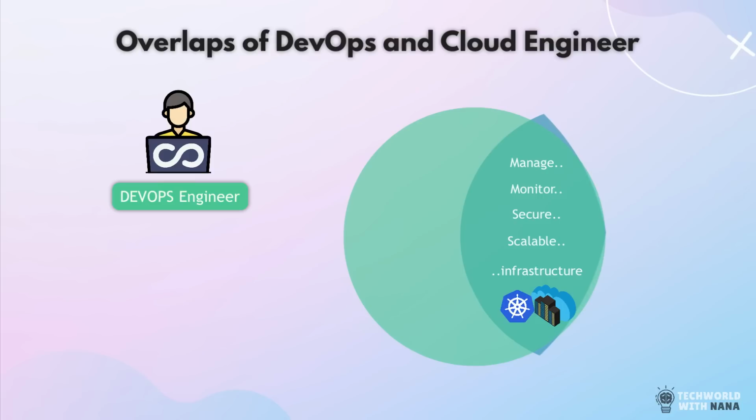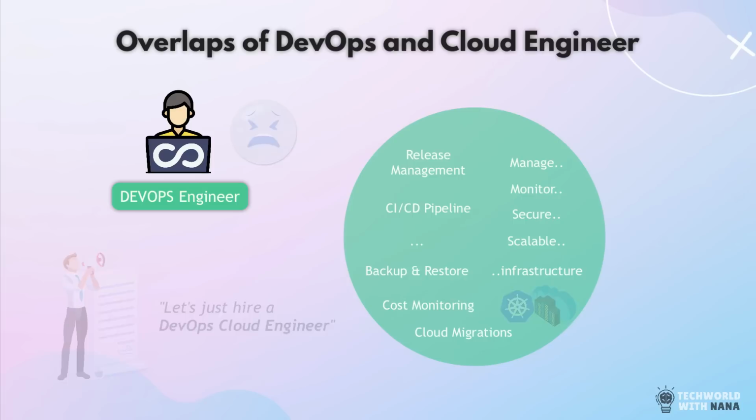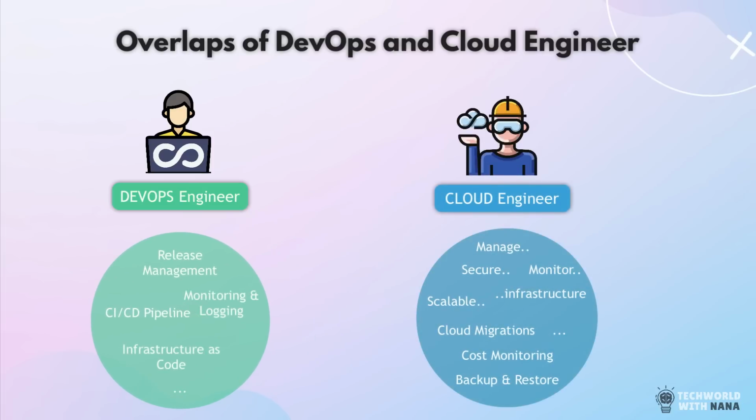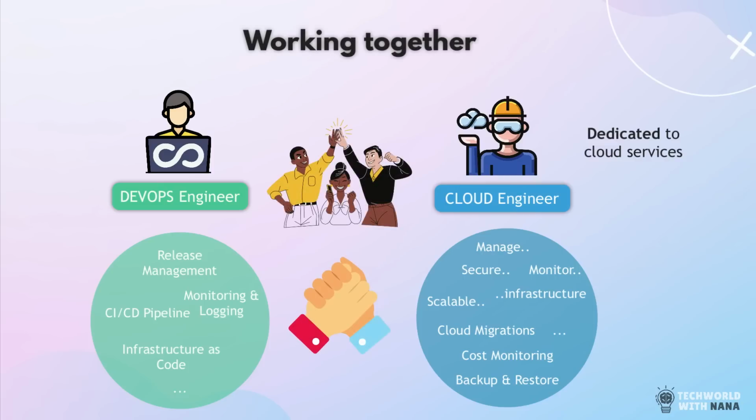So from this perspective, it seems like DevOps kind of includes some of the cloud engineers' tasks. So companies usually just hire a DevOps Cloud Engineer who does everything. But logically, it's not possible for one role to do everything from release management to infrastructure management to backup and restore management, cost oversight, and so on. So we have an additional cloud engineer role that is dedicated to cloud services and managing them, and should actually be a help for the DevOps engineer, to help each other in their own objectives.